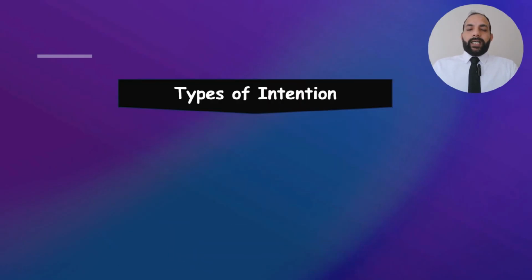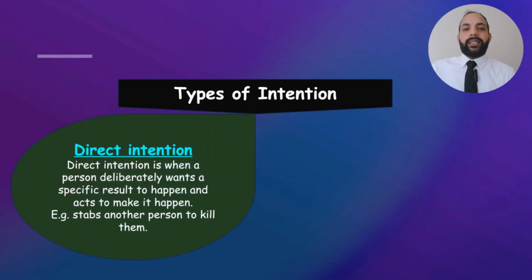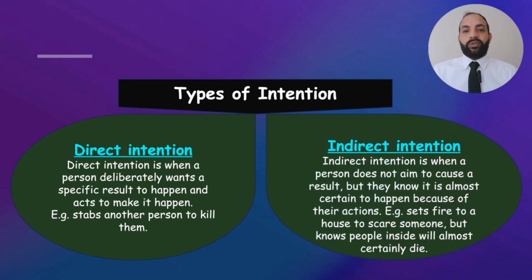Okay, so types of intention. There are two main types of intention. The first one is direct intention. Direct intention is when a person deliberately wants a specific result to happen and acts to make it happen. That means when you stab somebody, meaning to kill somebody, that intention is crystal clear. You want to kill somebody else, so that is direct intention. There is no doubt about that. When you're stabbing somebody, obviously you are trying to kill someone.